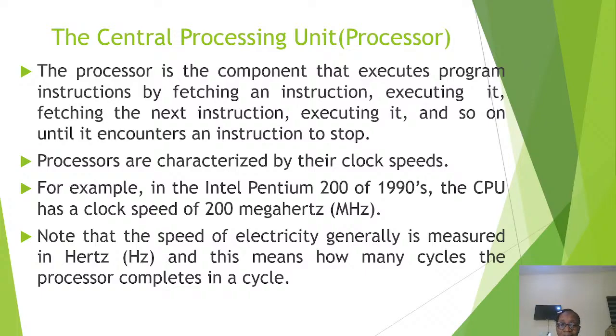For example, the Intel Pentium 200 of the 1990s has a clock speed of 200 megahertz. The speed of electricity is generally measured in hertz, and a hertz means how many cycles the processor completes per second. So that is how the speed is measured. It's measured in hertz.